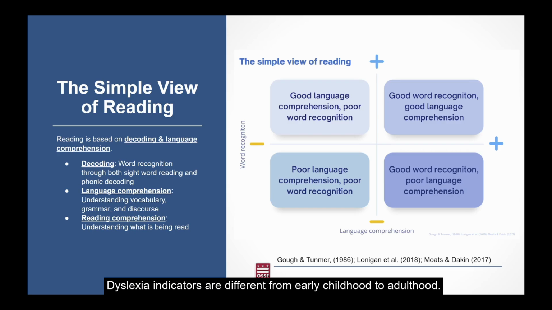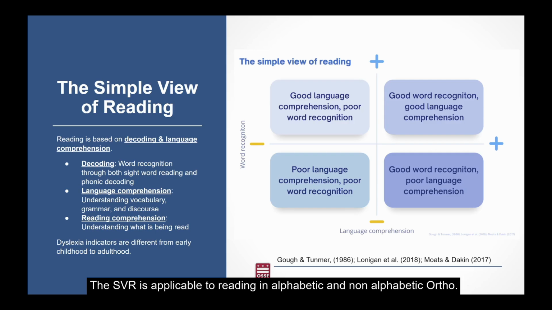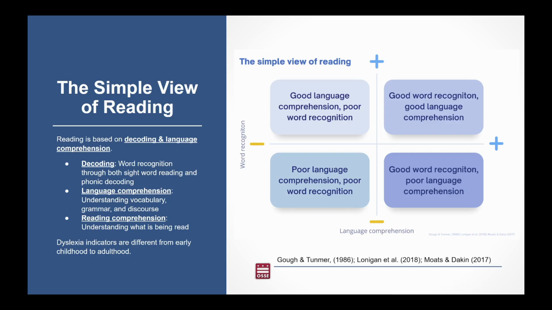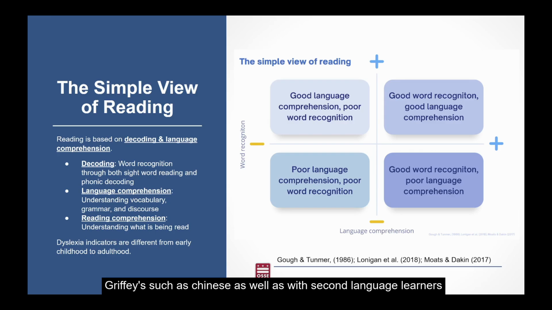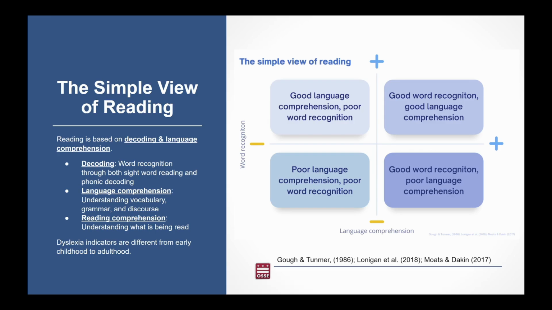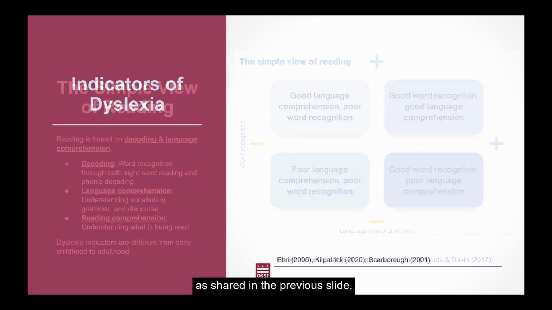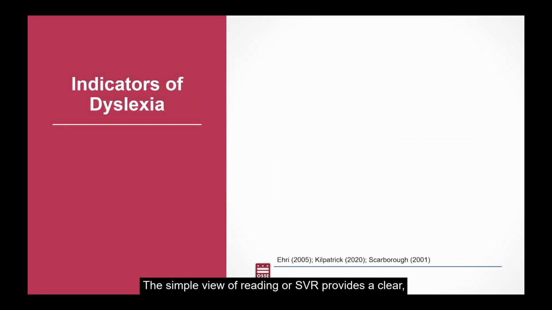Dyslexia indicators are different from early childhood to adulthood. The SVR is applicable to reading in alphabetic and non-alphabetic orthographies, such as Chinese, as well as with second language learners. As shared in the previous slide, the simple view of reading, or SVR, provides a clear, effective framework for understanding broad categories of reading difficulties.